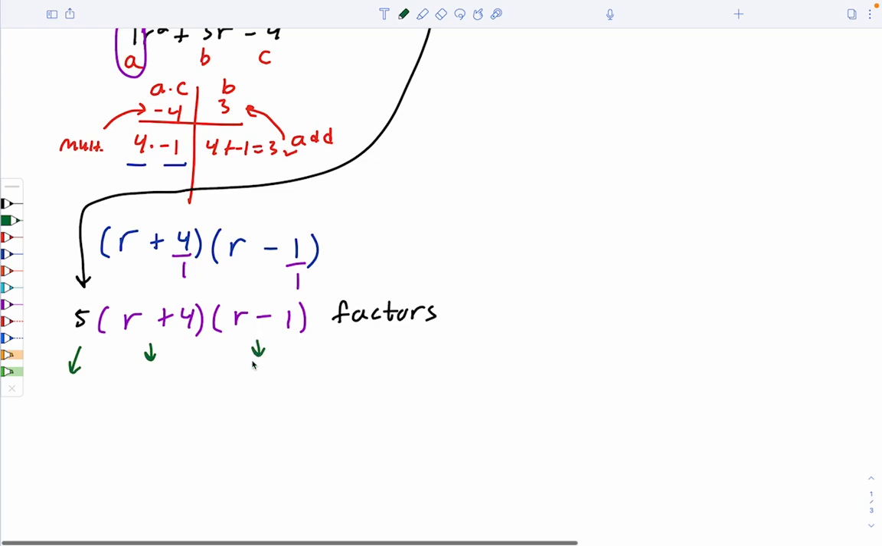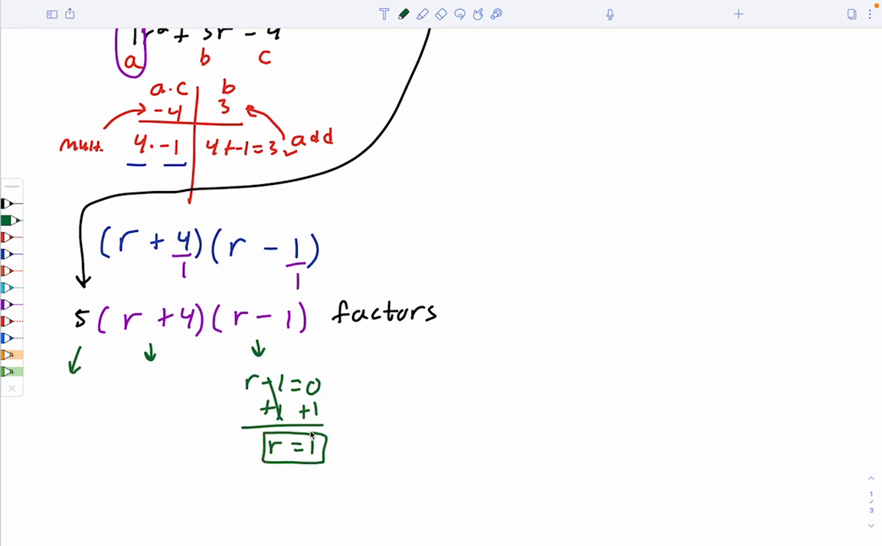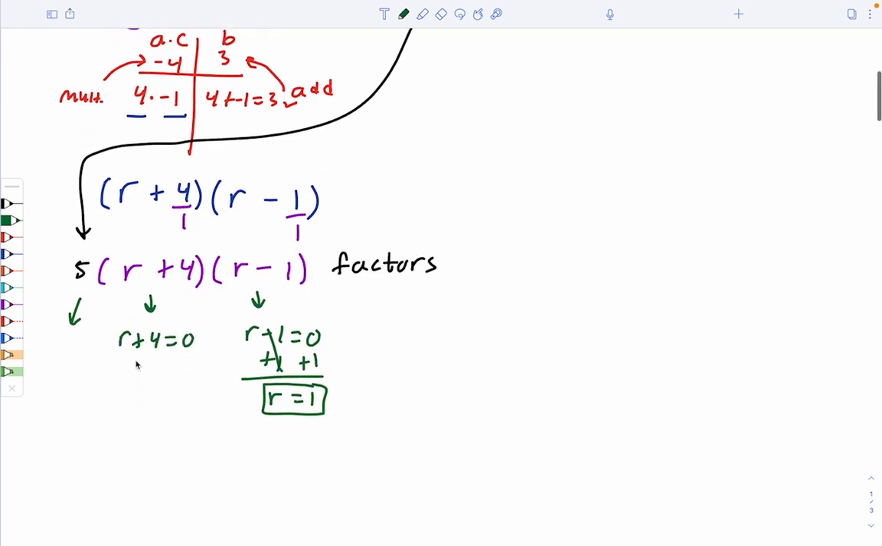So if I set the last one here, r minus 1 equal to 0 and solve for r, I would just add the 1 over, and so r is equal to 1. So this is one of our solutions. If I set this middle one here, r plus 4 equal to 0, so solve for r by subtracting the 4 over, r would equal negative 4. So that's another solution.